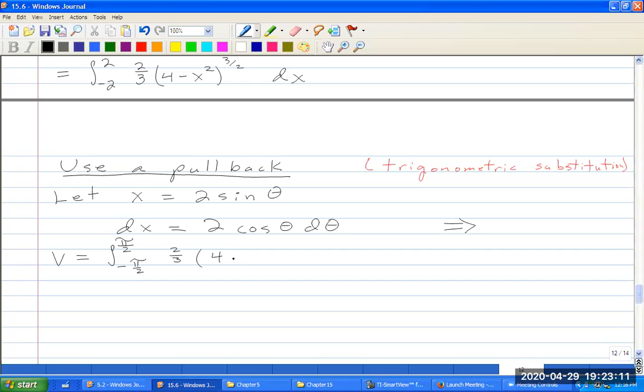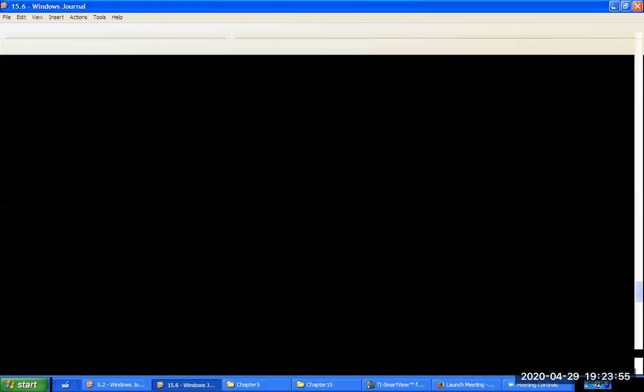Four minus 4 sine squared theta, replacing x here by 2 sine theta, the 3/2, times 2 cosine theta d theta. Okay, so this is equal to the integral from negative pi over 2 to positive pi over 2 of, well, some things can cancel here. So I can factor out a 4. The square root of 4 is 2. 2 cubed is 8. Oops.